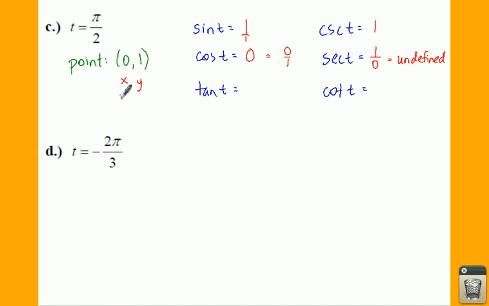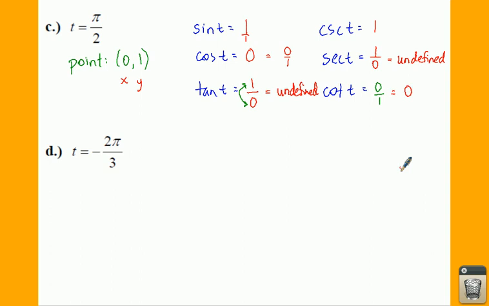So let's look at your tangent. Well, tangent is going to be y over x, so 1 over 0. Oh, hey, wait, no. That's undefined also. Make sure you write undefined. Don't leave it as 1 over 0. Now the cotangent, just because the tangent's undefined doesn't mean the cotangent is, because if you flip the 0 and the 1, then that becomes a 0 over 1, which in this case is just equal to 0.